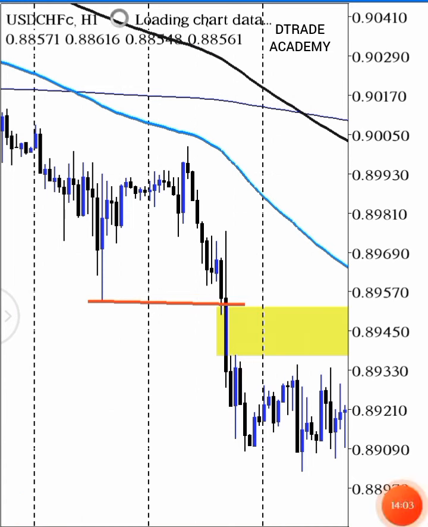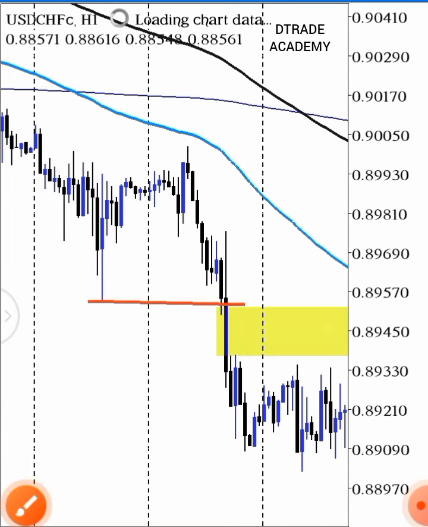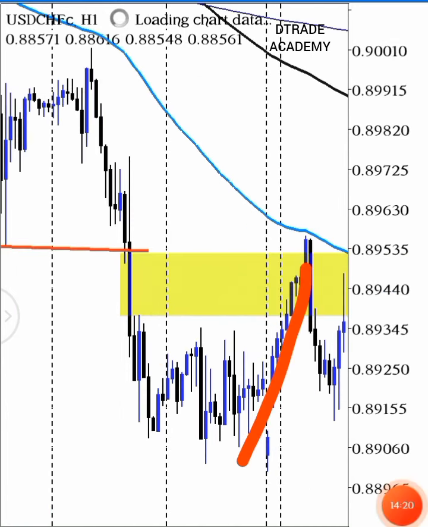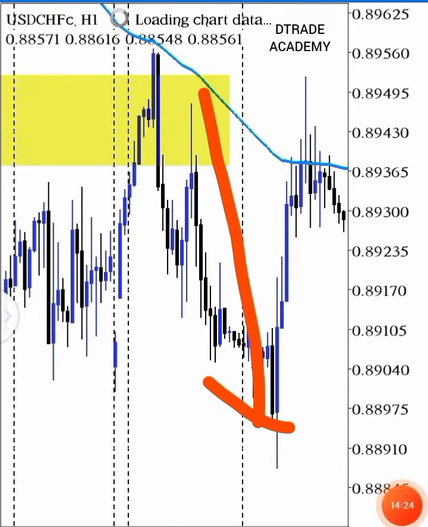This is the first candle. You can see a wick here. And this is the third candle. This first candle, I've marked it, I've extended it. The third candle wick, this is an imbalance. So we expect price to come and fill it up. After filling it up, what happens? Price will sell. This is how to pick trades that go along with the trend.